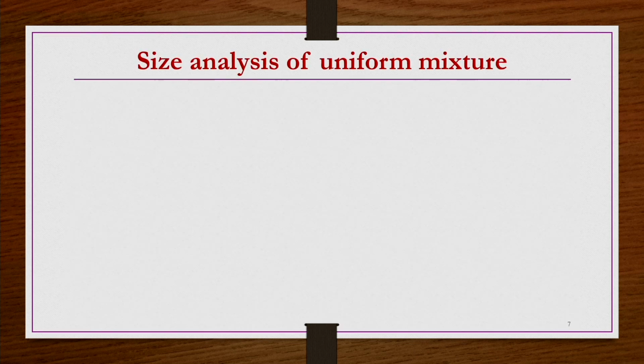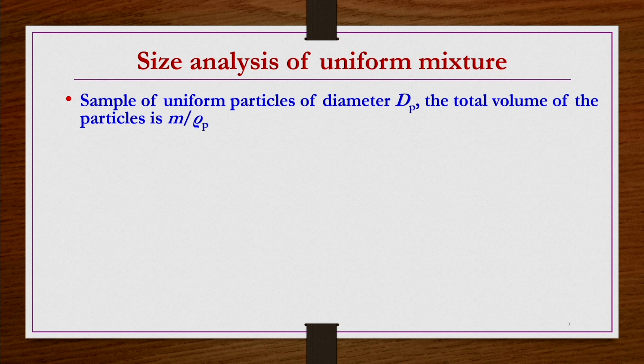Now we see the size analysis of uniform mixtures. Uniform mixtures in the sense they may be any shape, irregular shape, but their size and density are the same, right. Let us say you have a sample of uniform particles of diameter dp, then the total volume of the particles would be m by rho p. Here dp is the same for all the particles. Let us say you have glass beads of spherical shape. The diameter of each and every glass bead would be almost the same, close to each other.